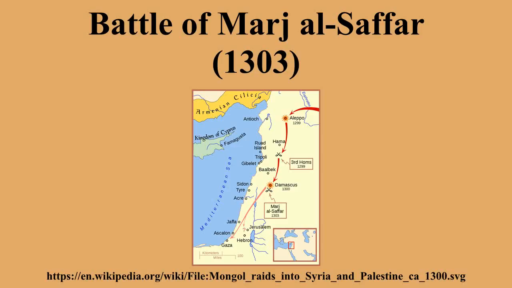The Battle of Marj al-Saffar, also known as the Battle of Shaqhab, took place from April 20 through April 22, 1303, between the Mamluks and the Mongols and their Armenian allies, near Kiswe, Syria, just south of Damascus. The battle, a disastrous defeat for the Mongols, put an end to Ghazan Khan's invasions of Syria.